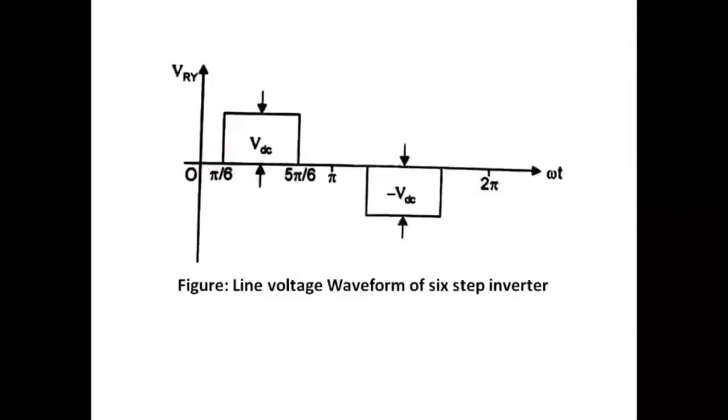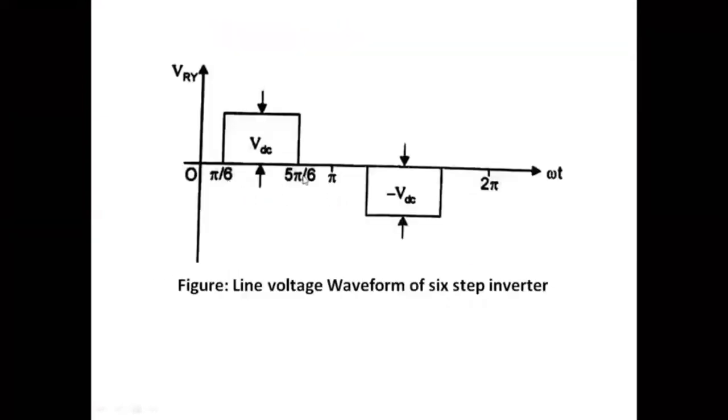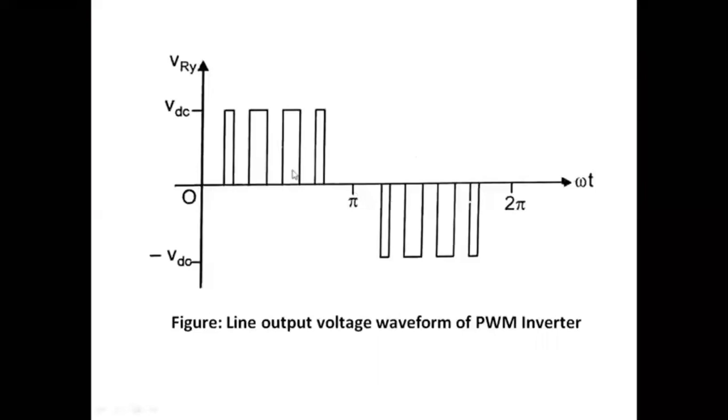So you can compare these two now. Previously a single pulse was produced, and if you take the average value of this, it is constant. Now I will have it like this. This is also a half cycle, the first half cycle, from pi by 6 to 5 pi by 6. The similar control is there, but the entire single pulse I am dividing into multiple pulses using pulse width modulated control of the inputs to the gates of the inverter.